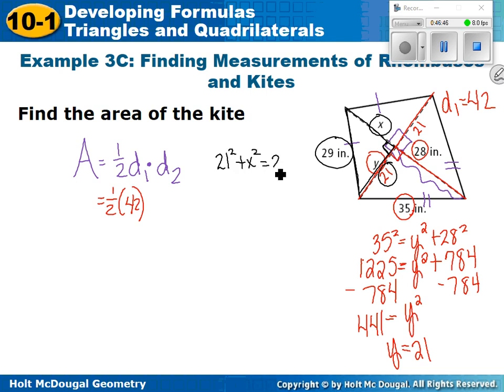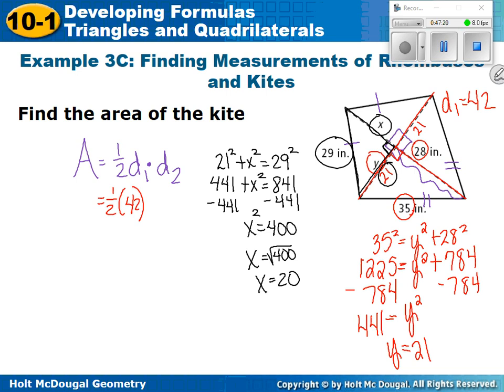Okay, and I'm hearing it both directions again. It doesn't matter which side of the equation you put the c squared on. So it could be 29 squared equals 21 squared plus x squared, or 21 squared plus x squared equals 29 squared. We already know 21 squared is 441 plus x squared equals, what's 29 squared? Thank you, 841. Subtract 441. So x squared equals 400. Take the square root. What is x?